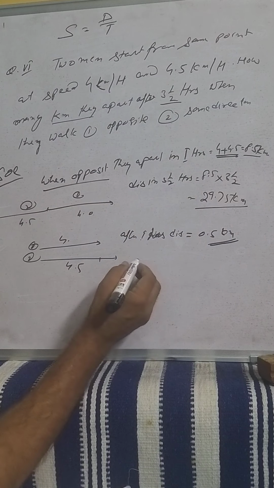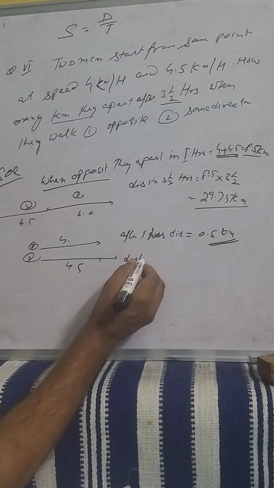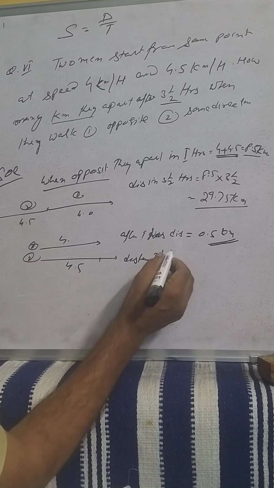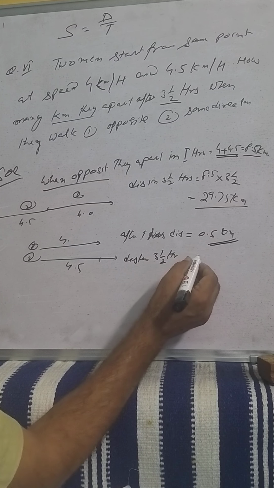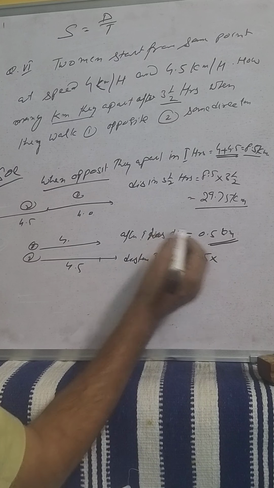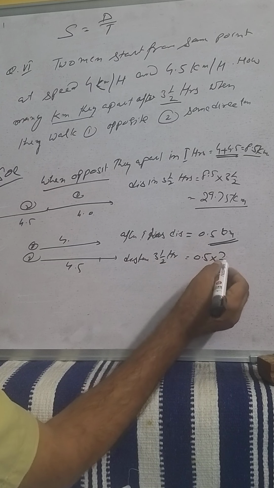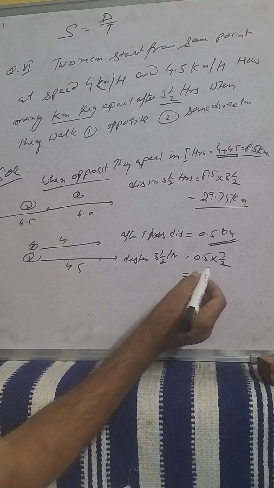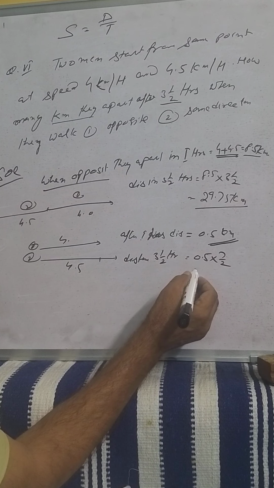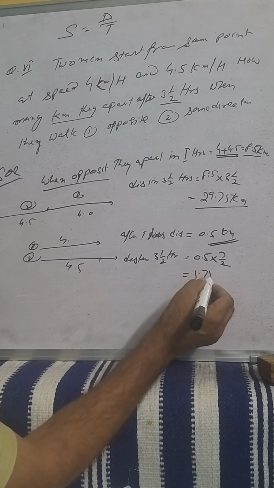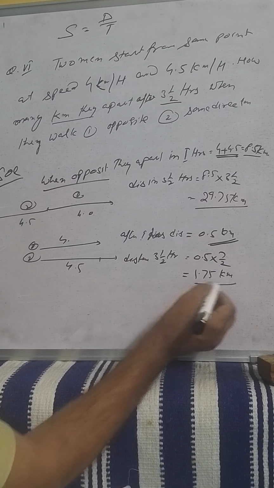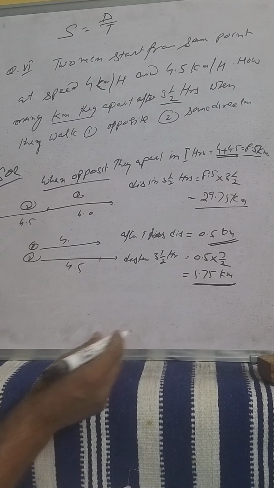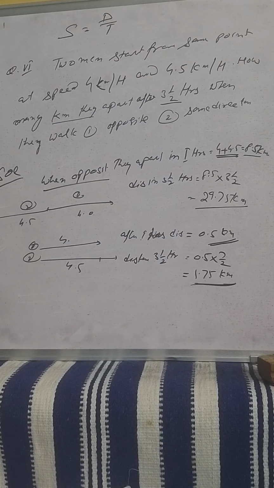Multiplying this by the distance, apart after 3.5 hours will be equal to this multiplied by this, 7 by 2. On solving we will get 1.75 kilometer apart after 3.5 hours.